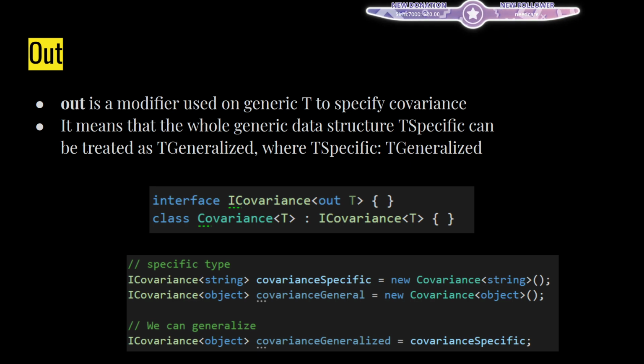Now, questions. Do the out and in work in a similar way as when we did it with out and ref? And the answer is no. They are absolutely unrelated and they shouldn't be mixed. This out and in mean completely different things. So it's important not to mix the two. All right. So out, again, out means something that we can generalize. If I created a generic with out T, that means I can generalize it.